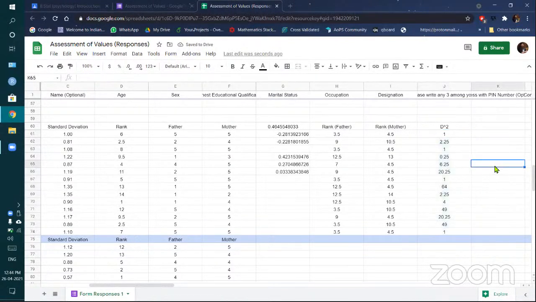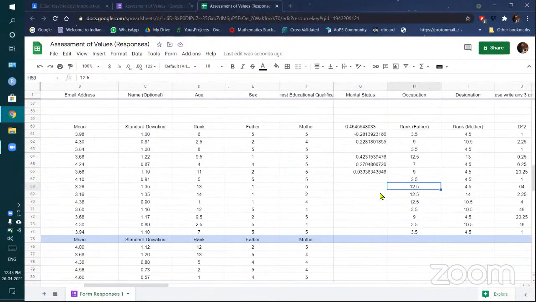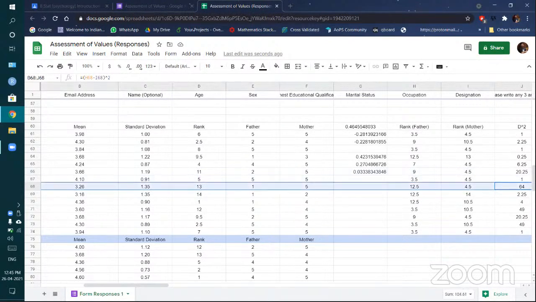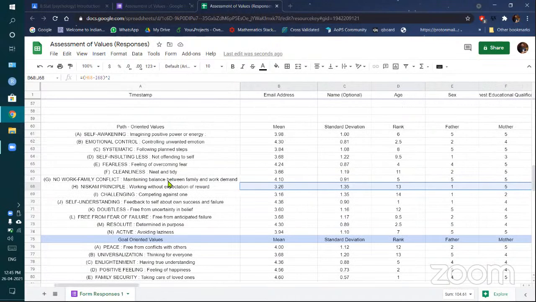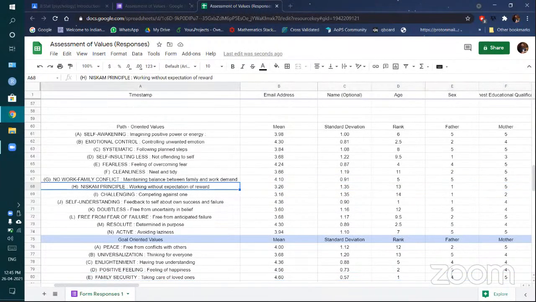So here you will find the difference between these two people. Yes, sir. So 64, what is that? Which value? This one, 64. There is maximum difference between the two groups. Yes, sir. 68. So this is working without expectation of reward. Yes, Nishkam principle.